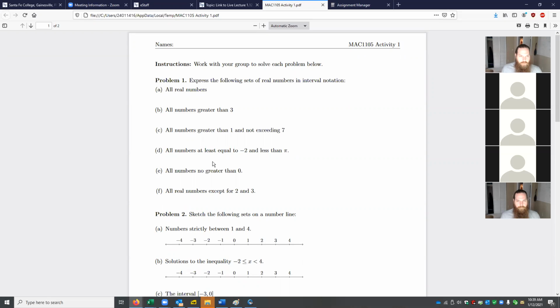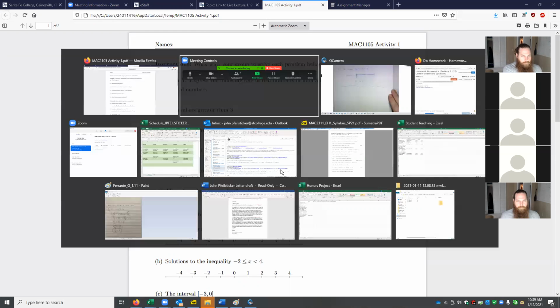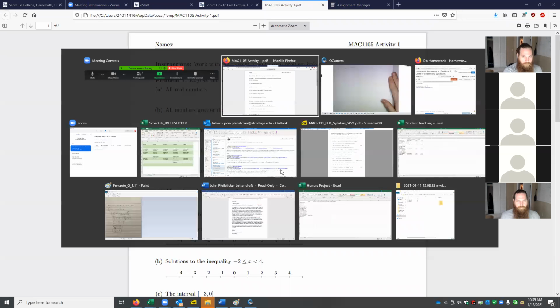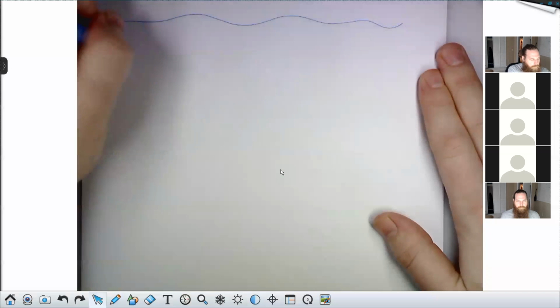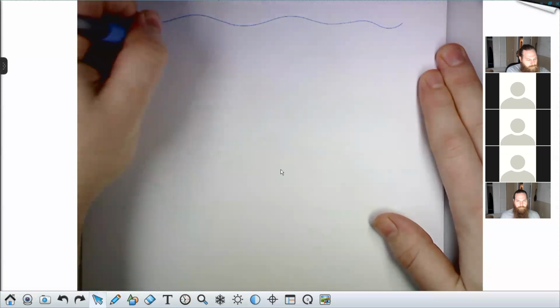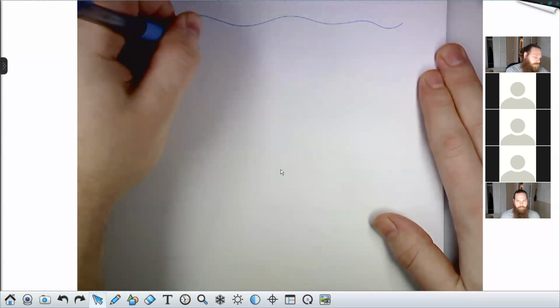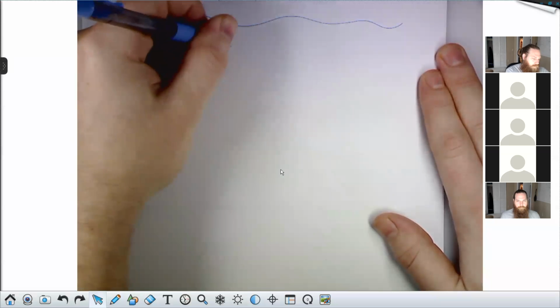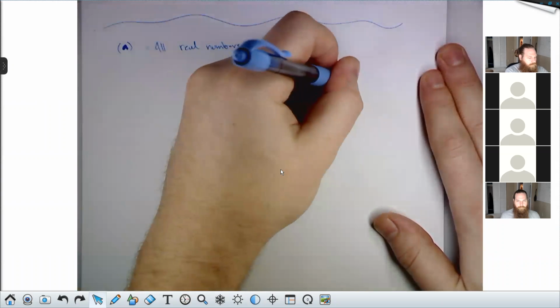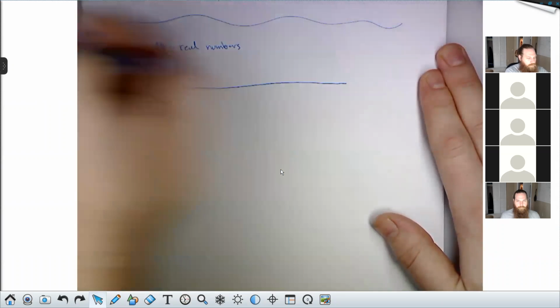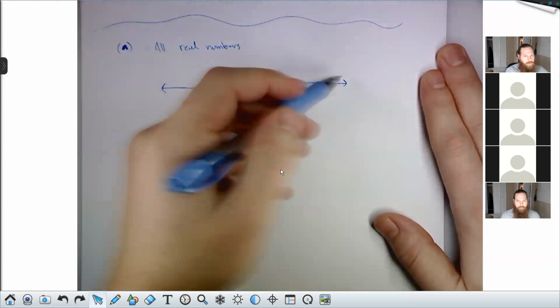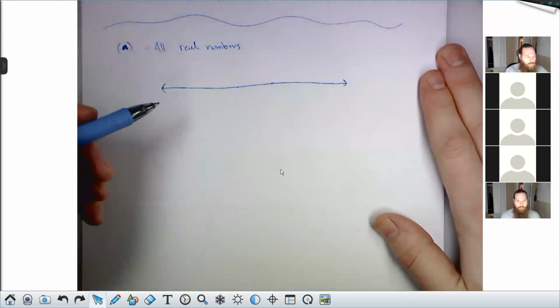So one of the big challenges in this class is getting to a place where we can take the words into the mathematics notation. So let me tab over here to my .cam. Part A is just asking for all real numbers. And we want to put this in interval notation. Now the trick to all of these, parts A through F in problem 1, is to draw your number line and then shade the parts that you want.